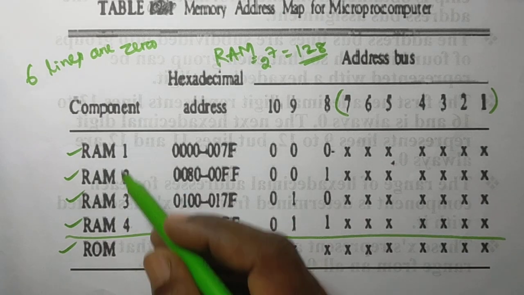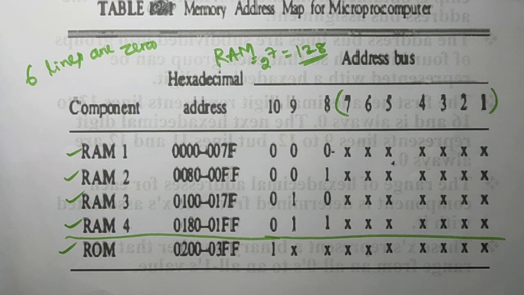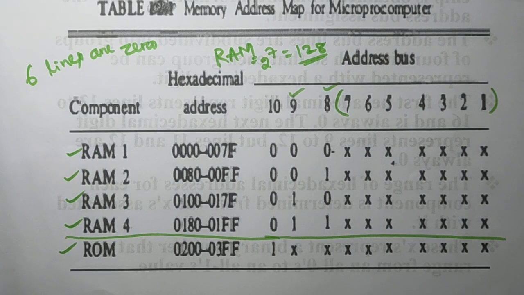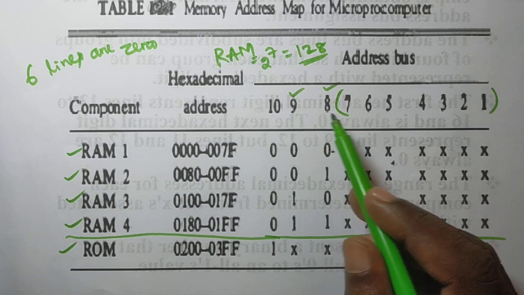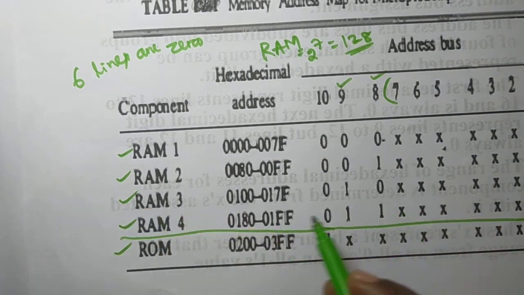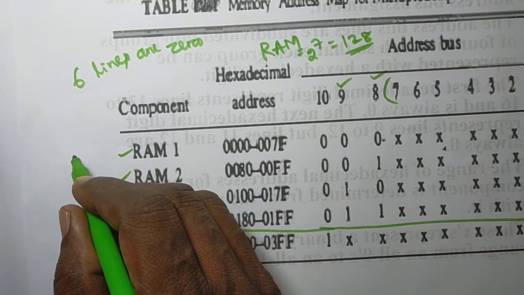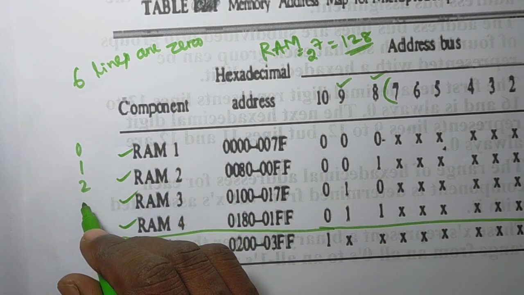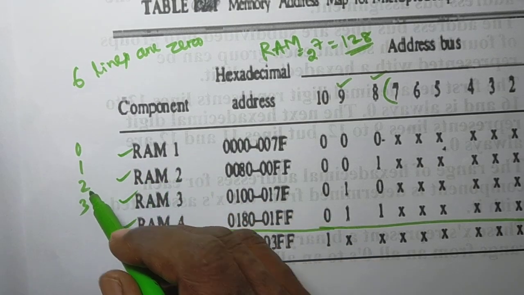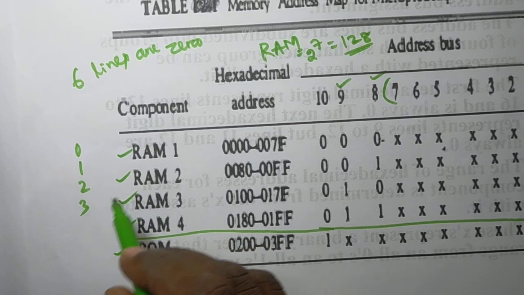After that, since there are 4 RAMs, which RAM will be chosen? How to evaluate? It depends on the 8th line and 9th line. Based on that, which RAM will be chosen? So a very simple way is mentioned. All of you see that. If the 8th line and 9th line are chosen, here we choose 0, 0, 0, 0. That is 4 options. Since there are 4 RAMs, they are chosen by 0, 1, 2, 3. For value 0, RAM 1; value 1, RAM 2; value 2, RAM 3; value 3, RAM 4. Like this we have to choose.